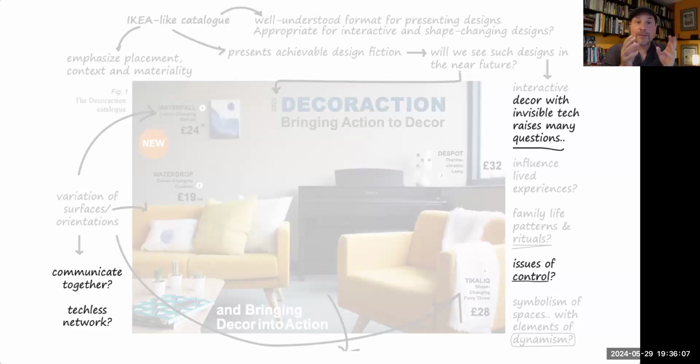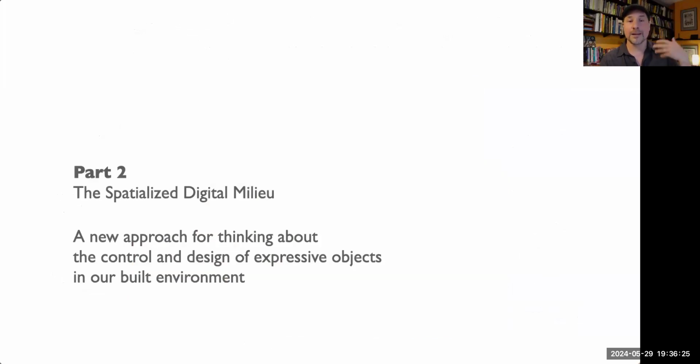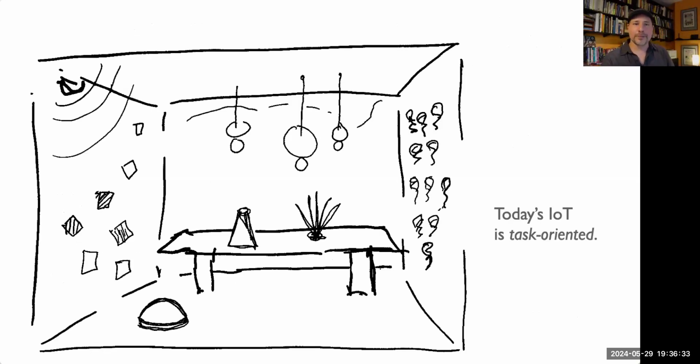Now we have industrial designers, roboticists, architects, people making incredible demonstrations in their schools' labs. But how does this move into the real world? And when it does, how do we even think about educating a whole generation of people to work with these materials that are active and live? Which brings me to part two. All of that was preamble for part two, where we talk about the spatialized digital milieu.